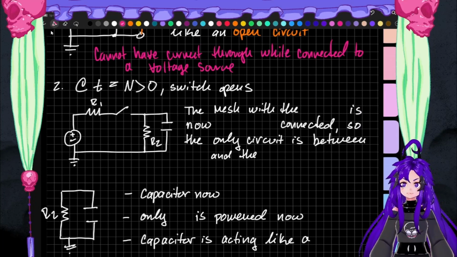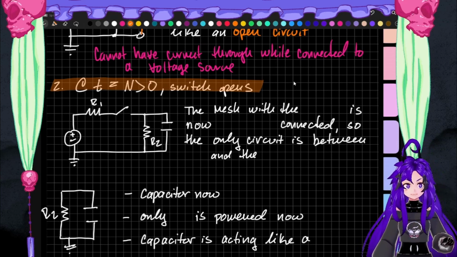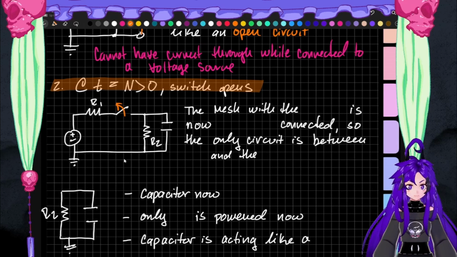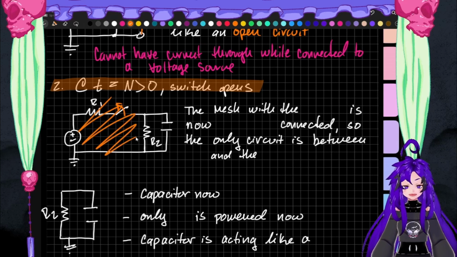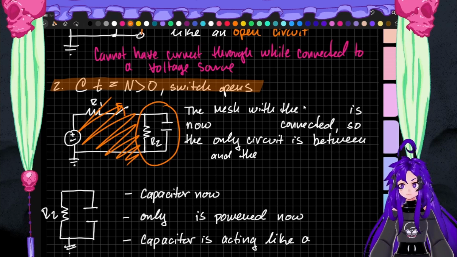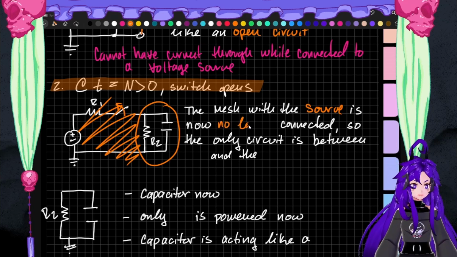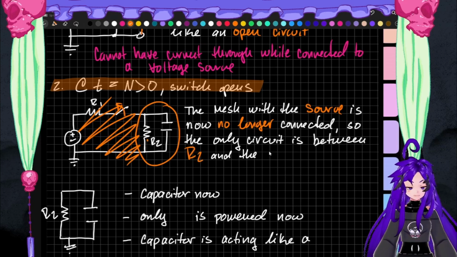So, second situation. Second situation is t equals n greater than 0. So we are at some time after the switch closed, and at this time, the switch opens back up again. Now this circuit no longer exists, right? We only have this. The mesh with the source on it is now no longer connected. So the only circuit is between R2 and the capacitor.